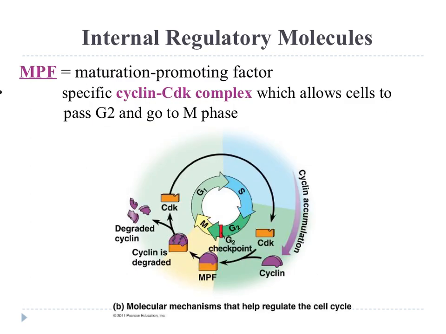The other internal regulatory molecule is the MPF, which is the maturation promoting factor. It's a very specific cyclin-CDK complex, which allows cells to pass G2 and go to M phase and go ahead and split. So is the maturity there? Does the cell have all the pieces it needs? Are the centromeres in place? Are the centrosomes in place? That's what the MPF is trying to help it do. Notice it's kind of like a pairing: you have the cyclin and the CDK, and when they come together, it's called MPF, and then the process goes through. The levels of all these regulatory molecules control the cycle of the cell.